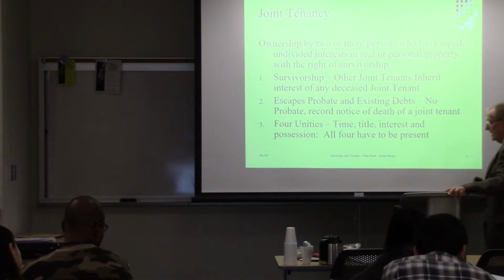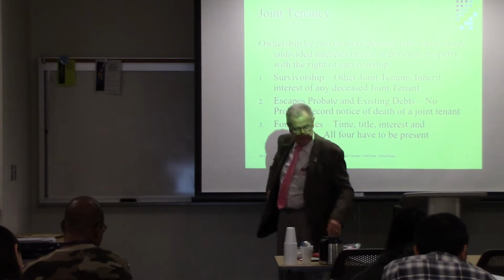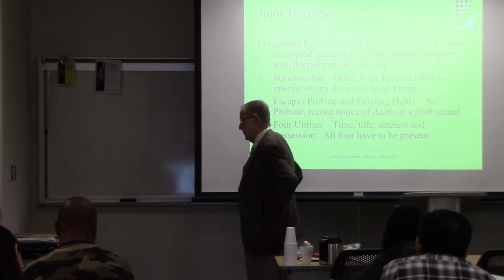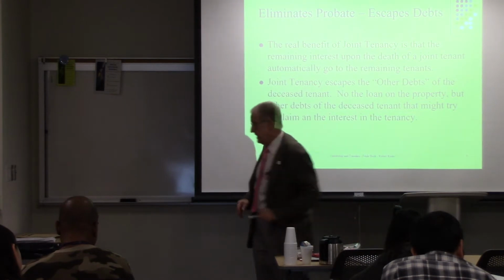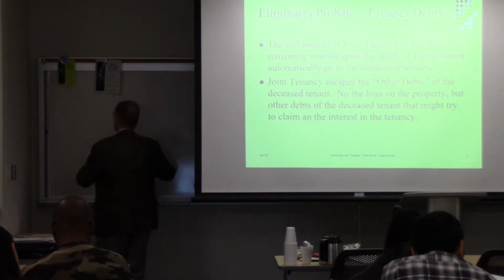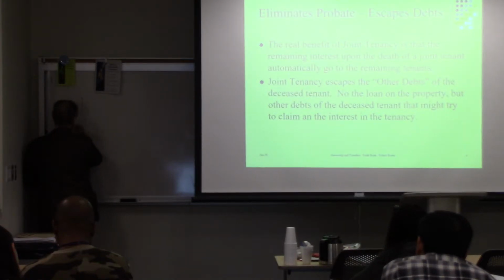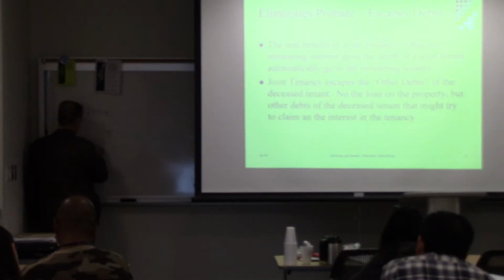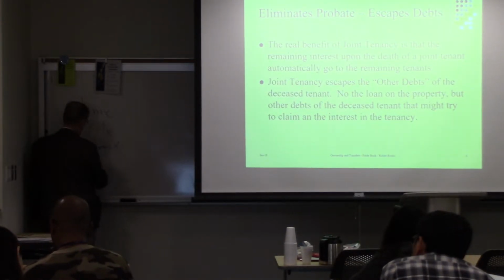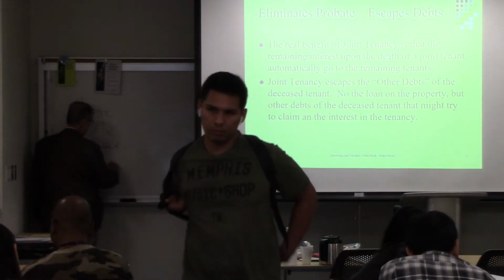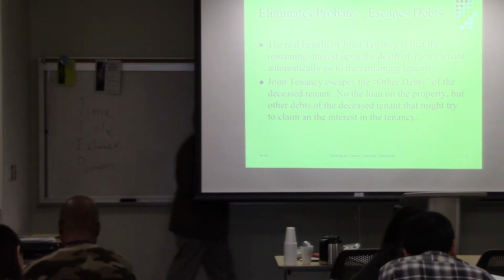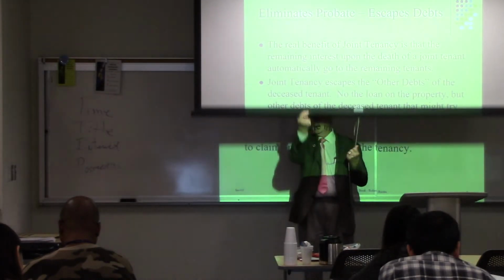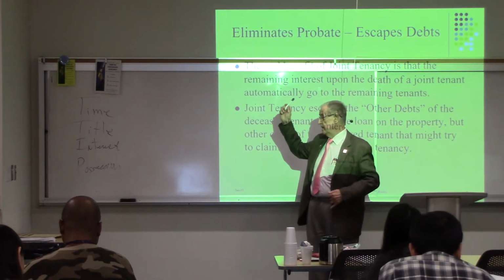So let's write something up here on the board, because I want you to remember it. We're going to write TTIP: time, title, interest, and possession. Can y'all see that? Is it hard for this side of the room? There you go. Time, title, interest, possession.